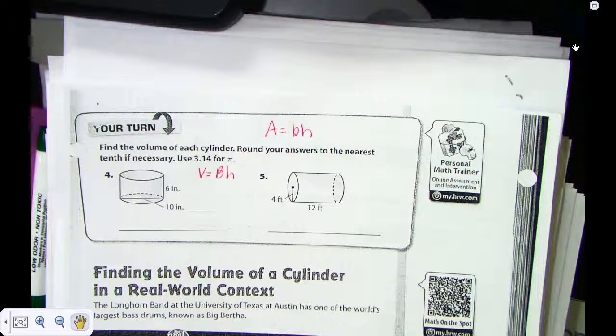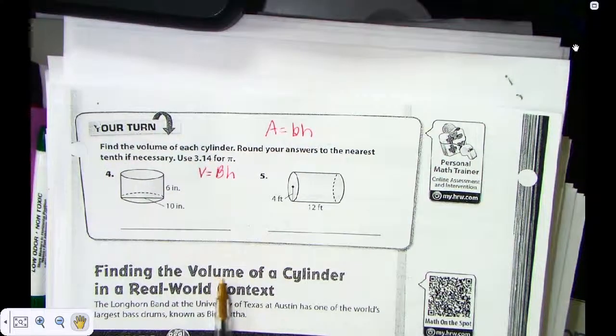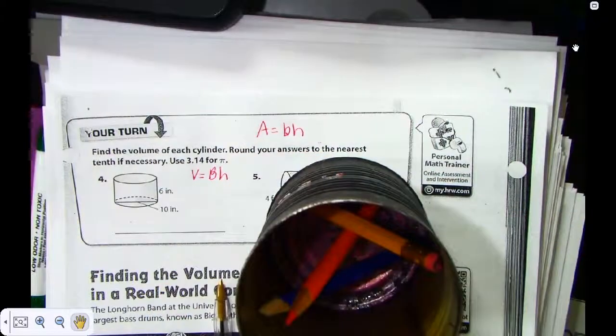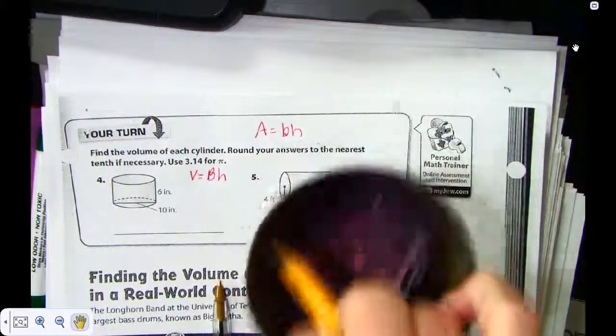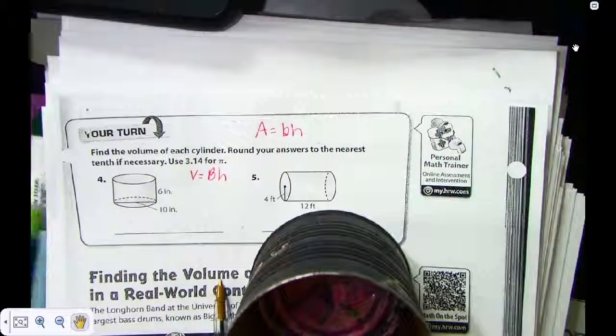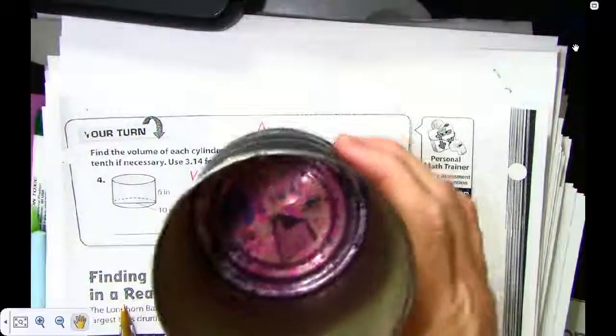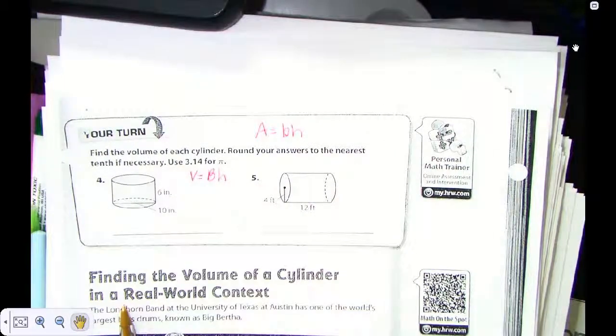Okay, the capital B stands for area of the base. Area of the base. So, if you have a 3D object, let's look at this can. Okay, if you have this 3D object right here, this is a can. It's a cylinder.